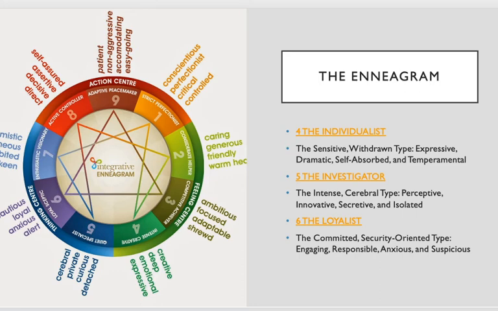And now we're moving into the thinking center. So number 5 is the investigator. This is the intense cerebral type. They're perceptive and innovative, also secretive, and can be isolated. So cerebral, private, curious, and detached. Number 6 is the loyalist. Number 6 is the loyal skeptic, the committed, security-oriented type. They're engaging and responsible. They're also anxious and suspicious. So this type of character is cautious and alert.